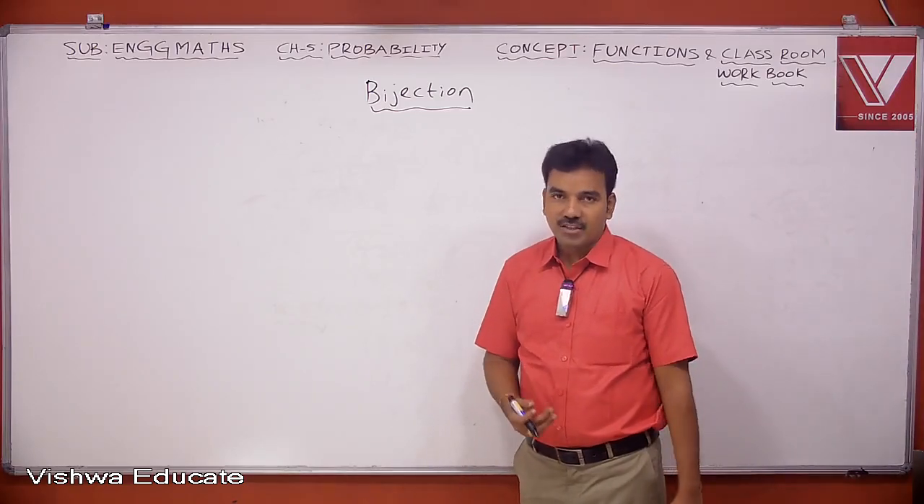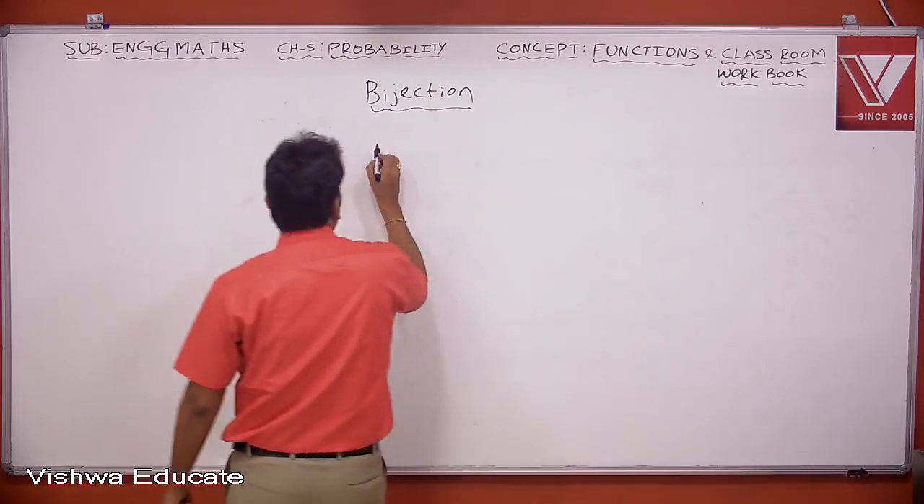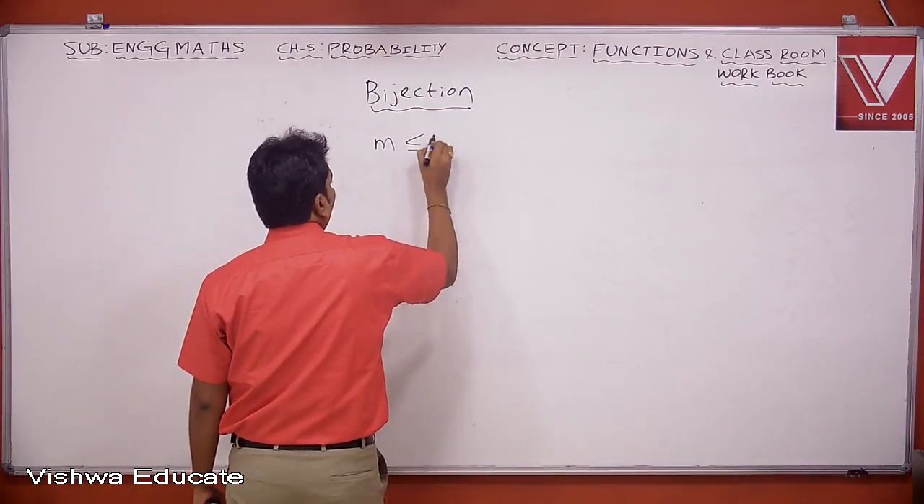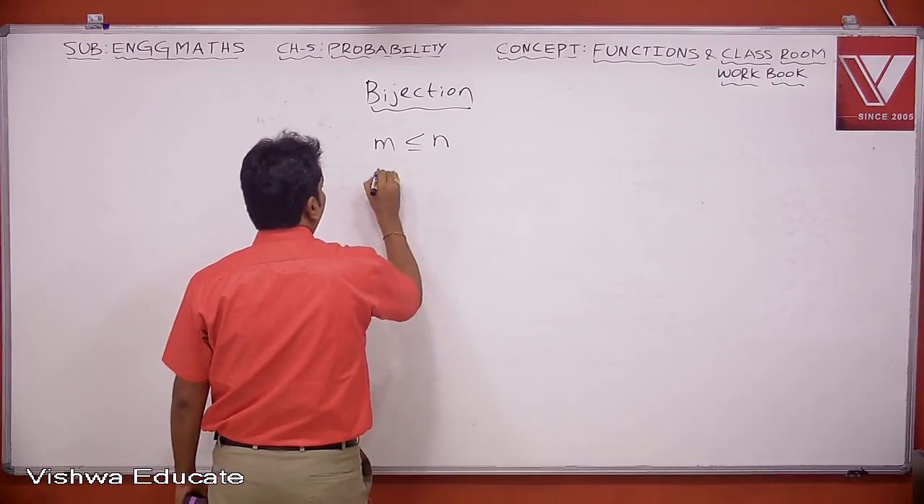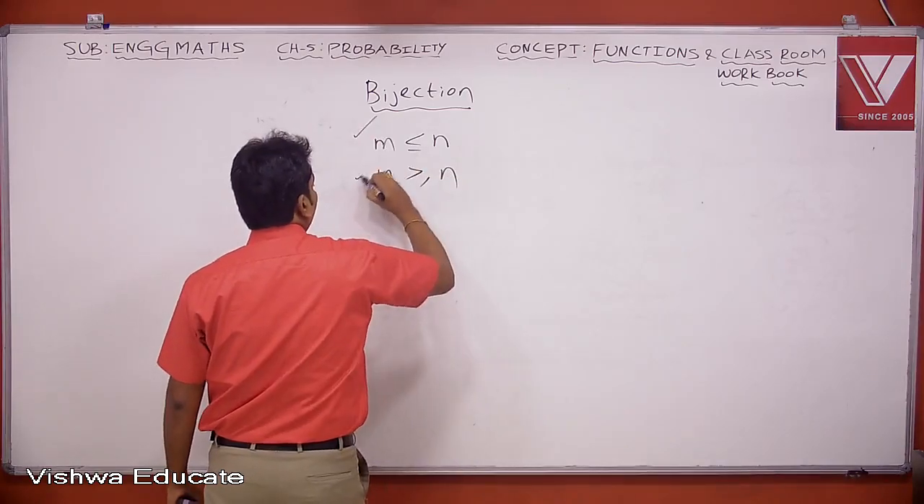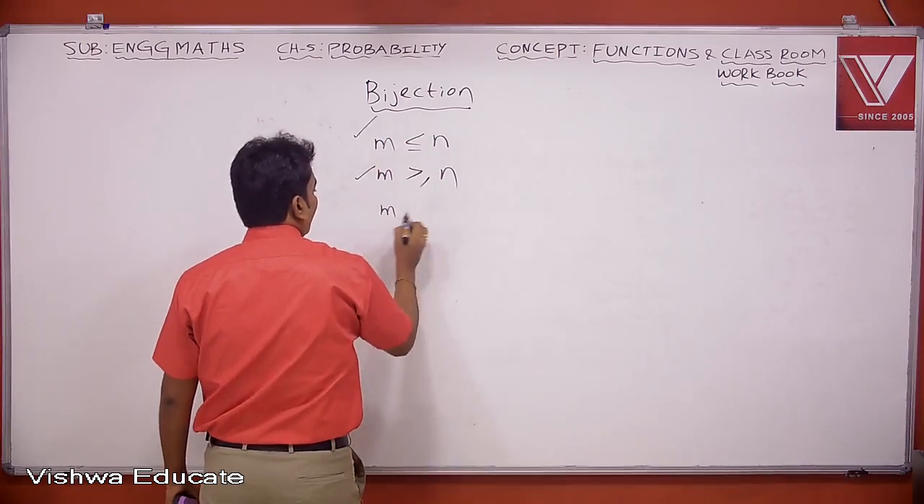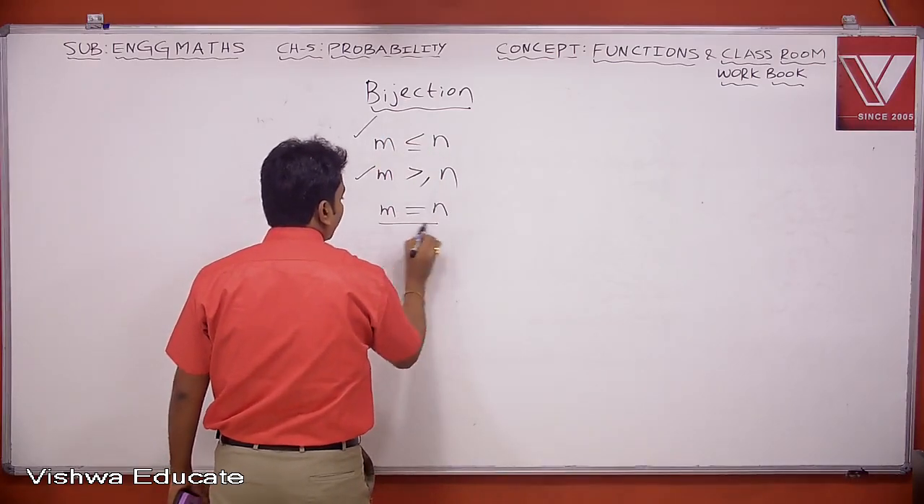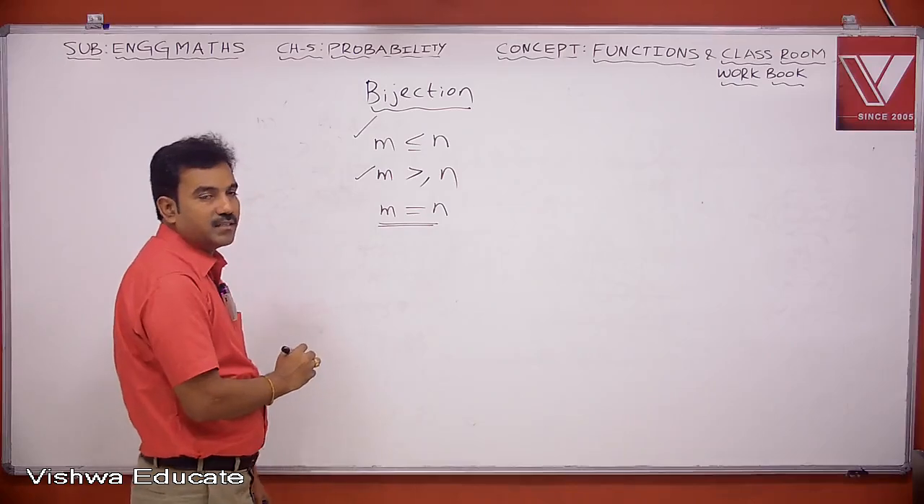Now if you want to get a 1-1 function, the condition we have is m less than or equal to n. For an onto function, m greater than or equal to n. But both conditions must hold for a bijection. Therefore, to form a bijection between two sets, they must have an equal number of elements, right?